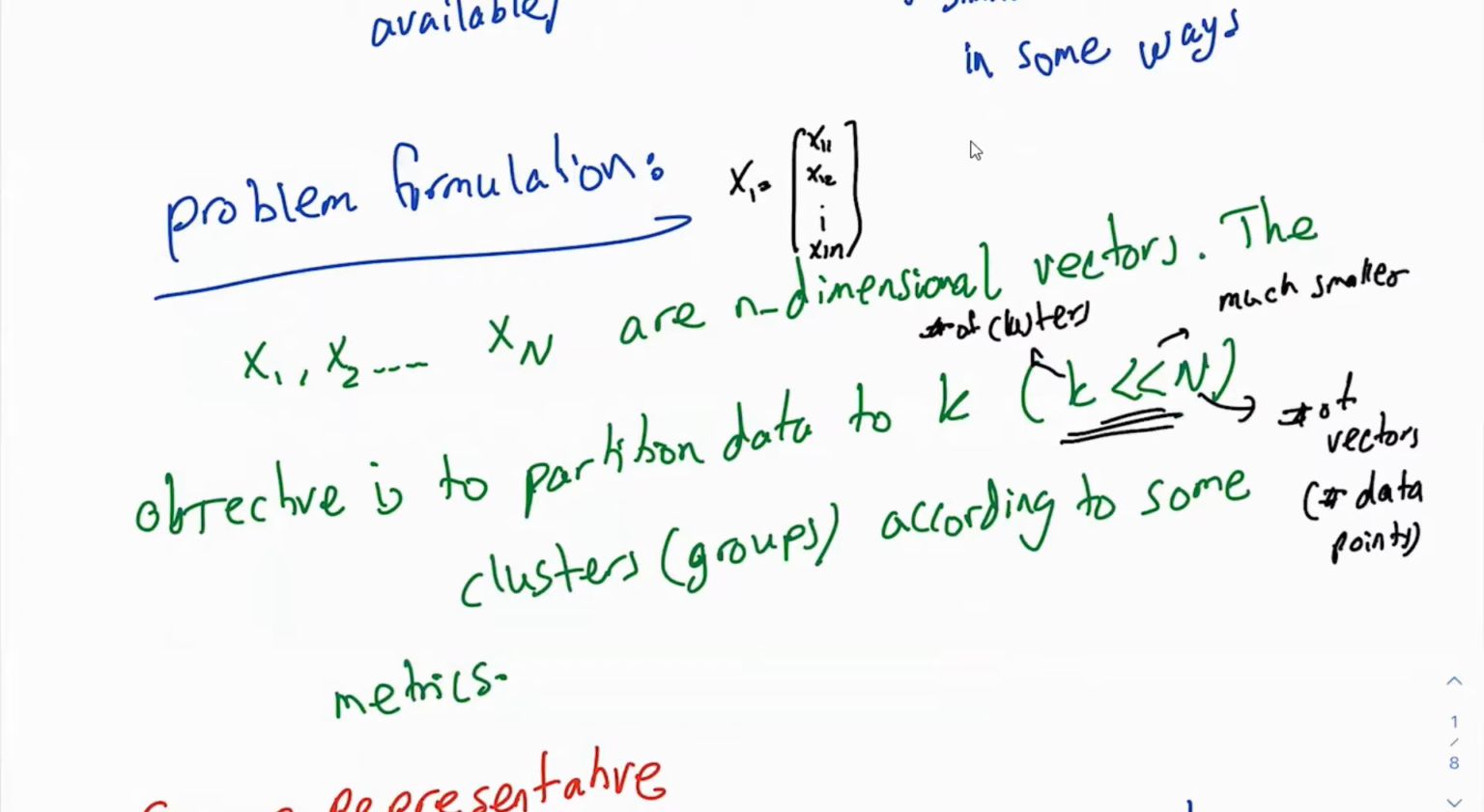Now, what do I mean by this symbol here? It means that k is much smaller than n, right? This is a reasonable assumption in the real world, and it's always the case. N is the number of data points. Sometimes it's 10,000, 100,000. What is k? Typically, it's 3, 4, 5, 20, 30, 40, 50, right? So this is the formulation for clustering.